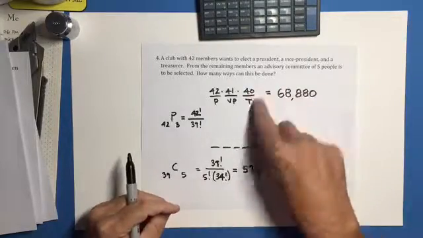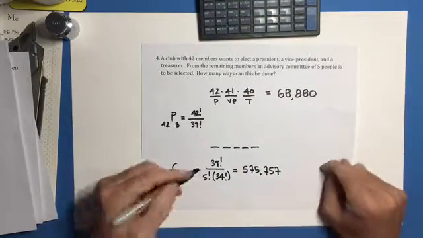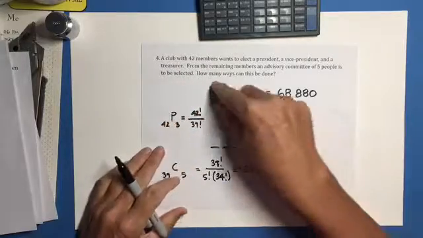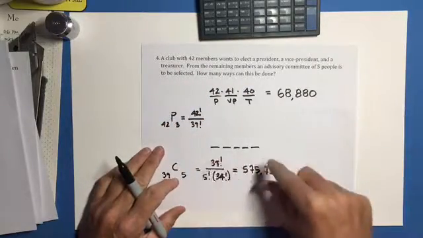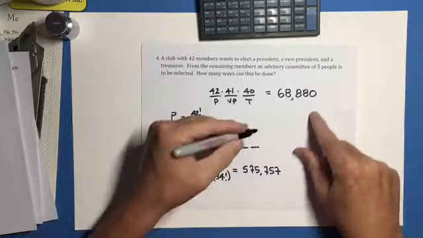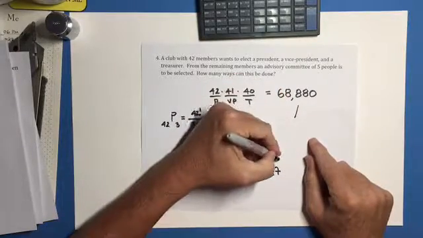Because here, order matters. Here, order doesn't matter. So the end result would be the total number of ways I can choose these 3 times the number of ways I can choose these 5. So I need to now multiply these 2 together.